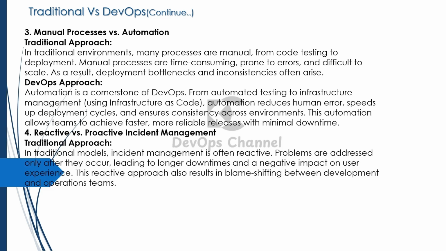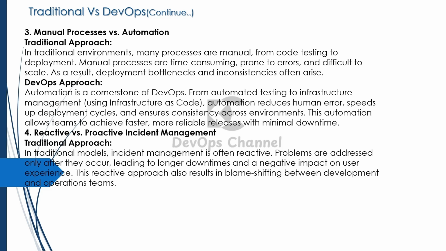Now on the fourth point, we have reactive versus proactive incident management. If something happens, the traditional approach works on it then. Whatever happens, the development team and operation team blame each other, saying it's not my mistake, it's your mistake, and the other team says it's not theirs. So instead of working on the result or solution, they just start blaming each other, which creates a negative impact on the product and delays delivery.